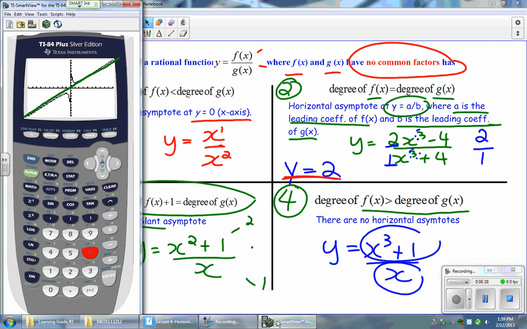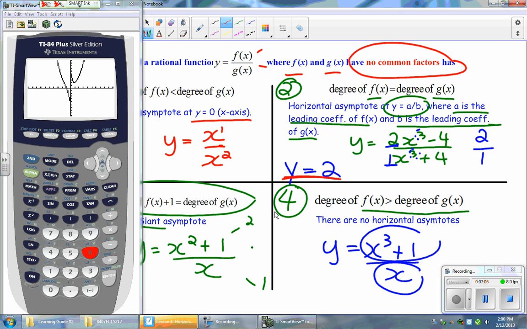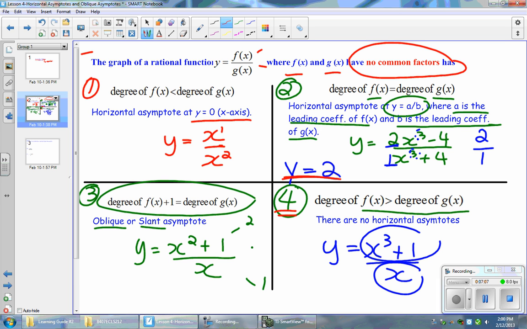Go back into your calculator and I'll show you what that looks like. Y is equal to, clear, x cubed plus 1 over x. Try zoom 6 standard and take a look at the graph now. Do we have any horizontal asymptotes? We don't, hence this fourth scenario is valid. Those are the four different scenarios of a rational function when it comes to horizontal and oblique asymptotes.